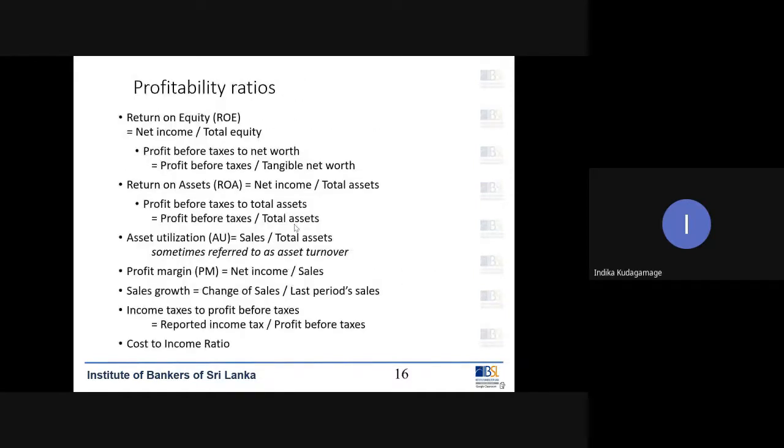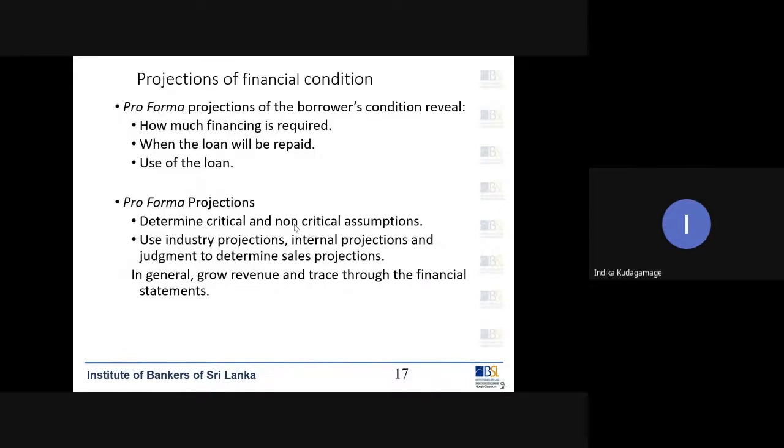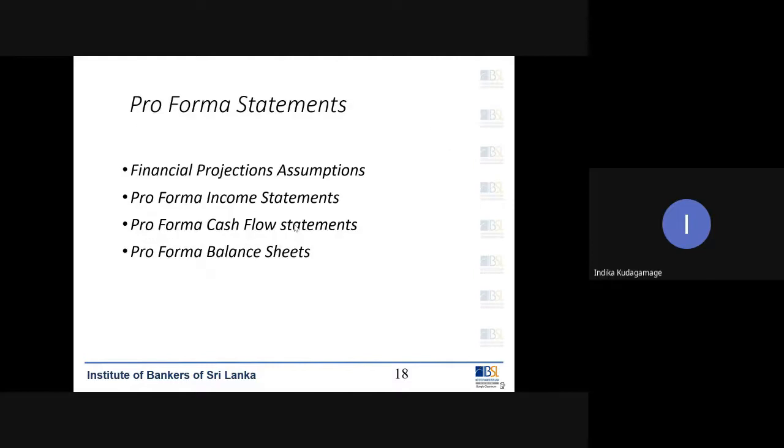So I'm not going to take you through all these. We learn these things. Then projections, pro forma projection of the borrower's condition, how much finance is required, when the loan will be repaid, ability to repay, use of the loans. Determine critical and non-critical assumptions, use industry projections. This is how we do projections. We need these statements to be projected.